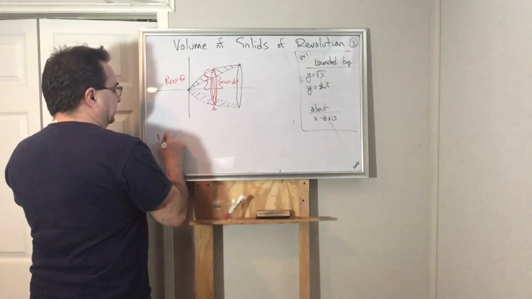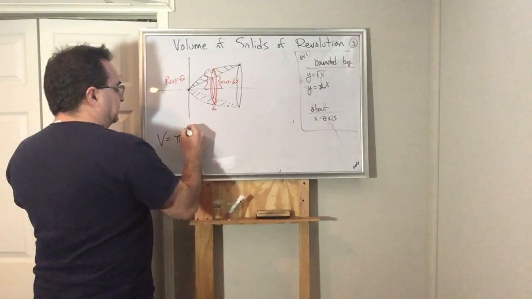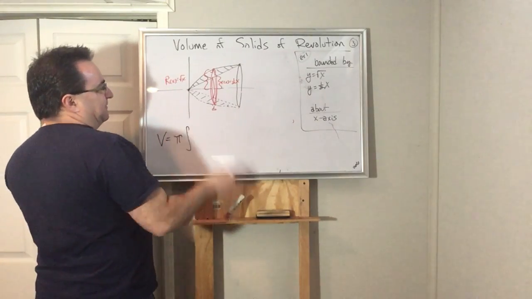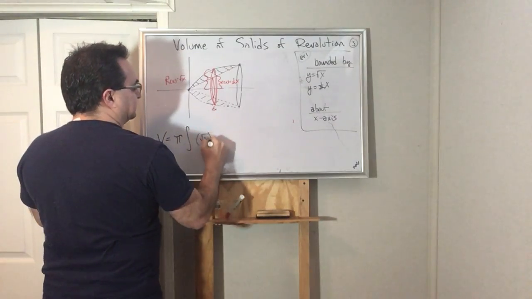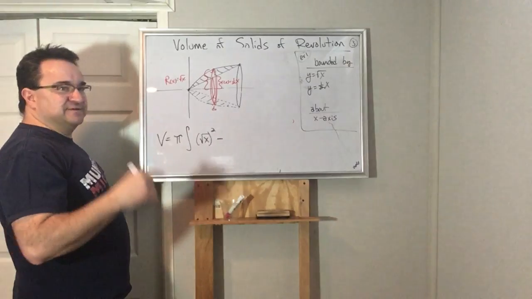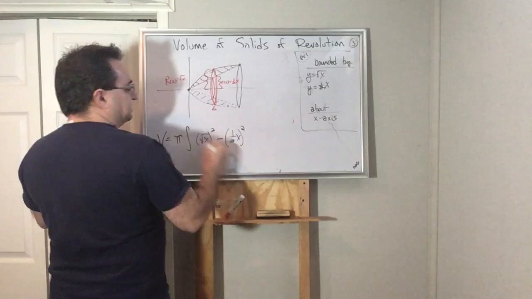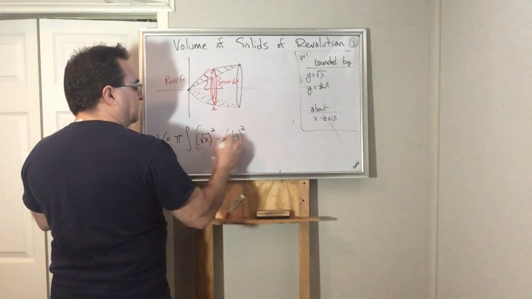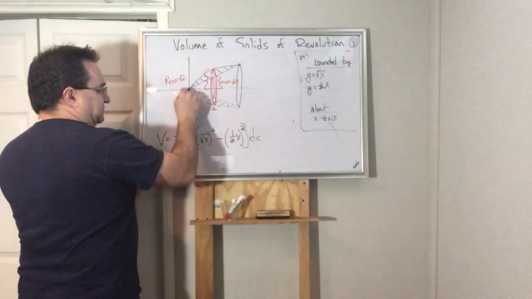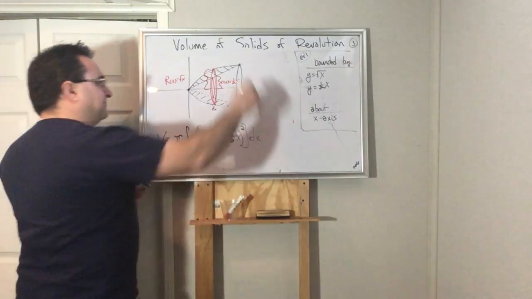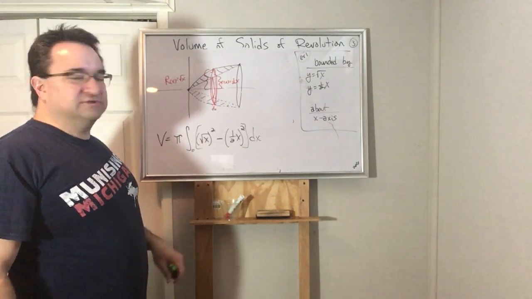Well, I erased it, but when you have a washer, when there's a hole in the middle, it's pi times the integral of the big radius squared minus the little radius squared, times the thickness, from my low x, which is obviously 0, to my high x, which I do not know. So I have to find that point of intersection.